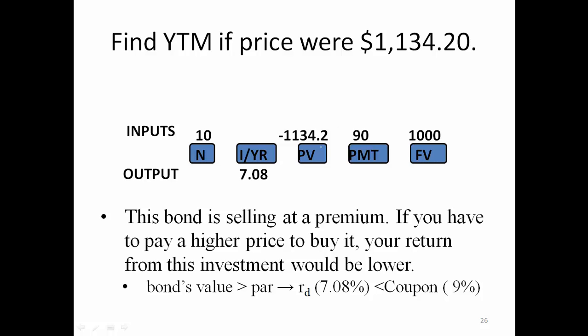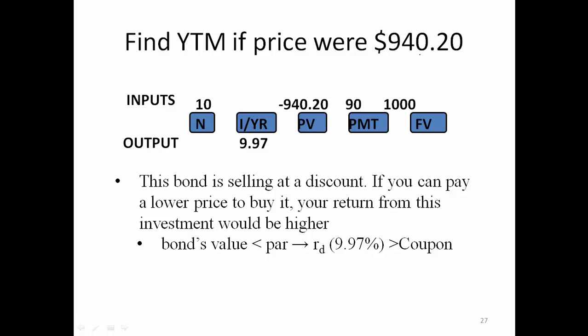What if you have to pay a higher price, which is 1134.2? Then you put this 1134.2 negative number as PV. Everything else remains the same. You compute for IY. The IY is 7.08. So apparently, if you have to pay a high price, then your return every year is lower. For another calculation, if the price were 940.20, we then use 940.20 as PV, and everything else stays the same. We compute for the IY, and it turns out to be 9.97. So this is a bond that's selling at a discount. If you pay a low price to buy this bond, then your return would be higher.